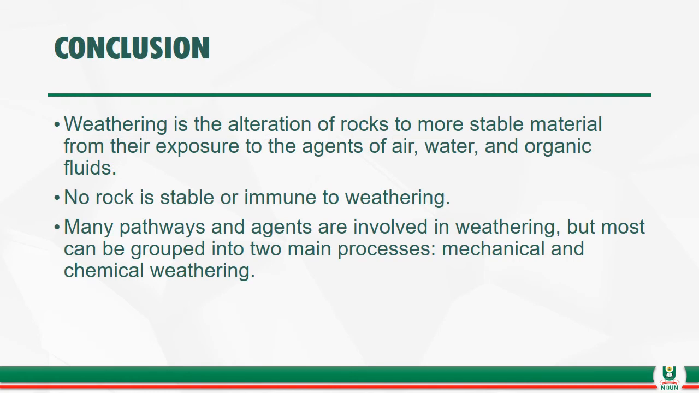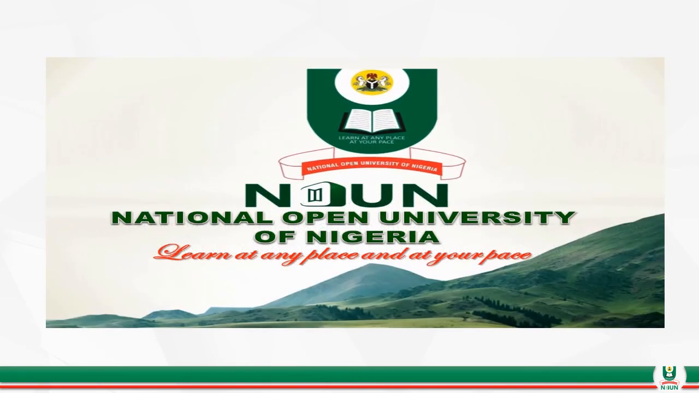Conclusion. Weathering is the alteration of rocks to more stable materials from their exposure to the agents of air, water, and organic fluid. No rock is stable or immune to weathering. Many pathways and agents are involved in weathering, but most can be grouped into 2 main processes, and they are mechanical and chemical weathering. Thank you.